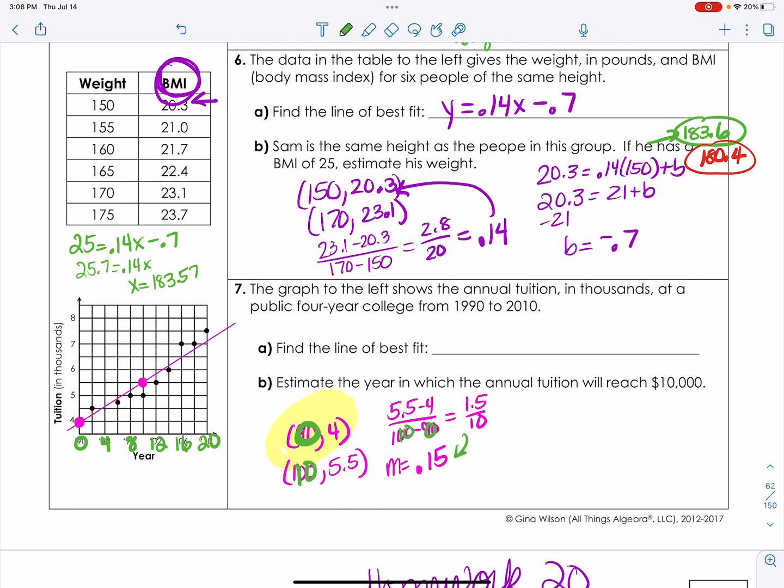So I'm going to do y equals mx plus b. I know 4 is my intercept. So I'm going to say y equals 0.15x plus 4. Okay, I'm going to go ahead and stop this.